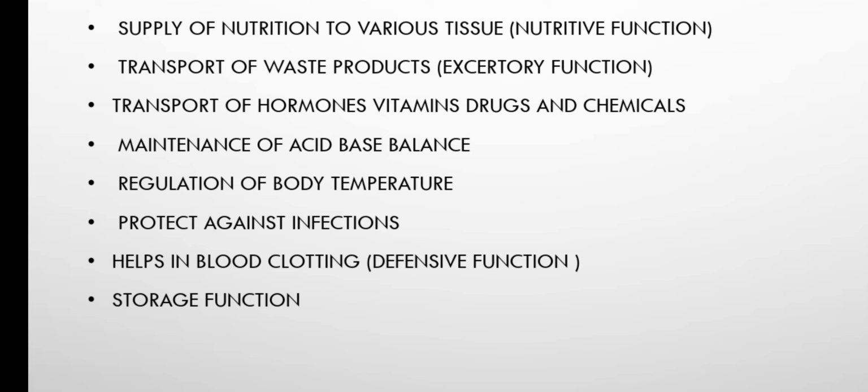And the next one helps in blood clotting. It is a defensive function. Blood forms a clot during injury, preventing blood loss. So when an injury occurs, blood clotting occurs, so it prevents the loss of blood. It forms a clot. Like that it helps in the clotting of the blood. And the storage function: blood is a storage house for water, electrolytes and nutrition. So it stores water, electrolytes and nutrition, and it utilizes them where they are needed.